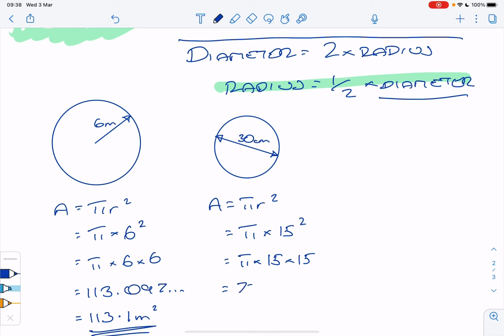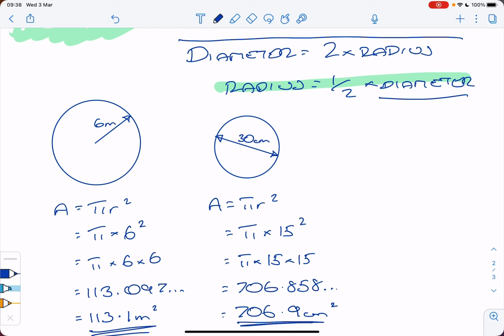And when you put it in your calculator, 706.858... Round it to 1 decimal place, 706.9. This was in centimeters, but because it's area, it's centimeters squared, okay?